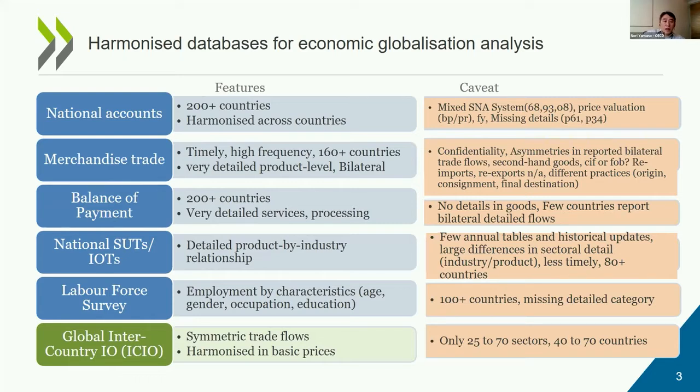Okay. And then sometimes we use other data sources such as employment and carbon footprint. So that information can also be included in our data together with the input-output data. So from these data sources, we estimate the global inter-country input-output system. Basically, we try to solve all the issues mentioned above, so we can have symmetric trade flows, a harmonized value-added concept at basic prices, and we fill the gaps with annual data. And of course, the sector classifications are harmonized across countries.